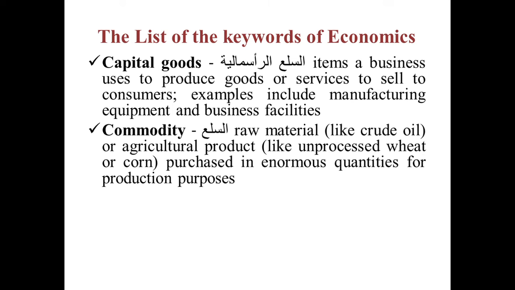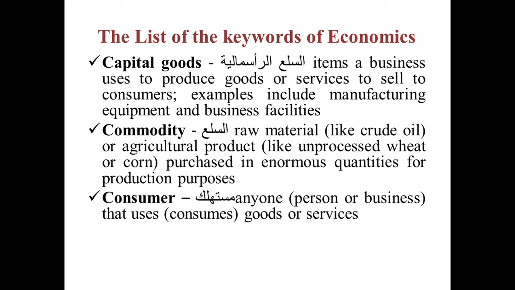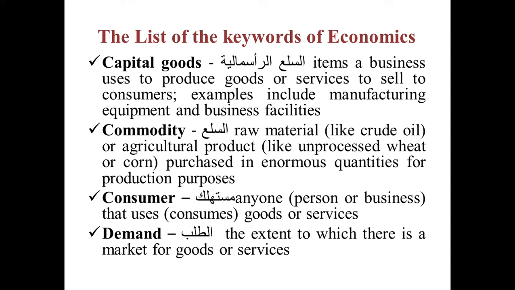The second term is commodity. It deals with raw materials like crude oil or agricultural products like unprocessed wheat or corn, purchased in enormous quantities for production purposes. The next term is consumer. A consumer is anyone, a person or business, that uses goods or services. The following term is demand, the extent to which there is a market for goods or services.